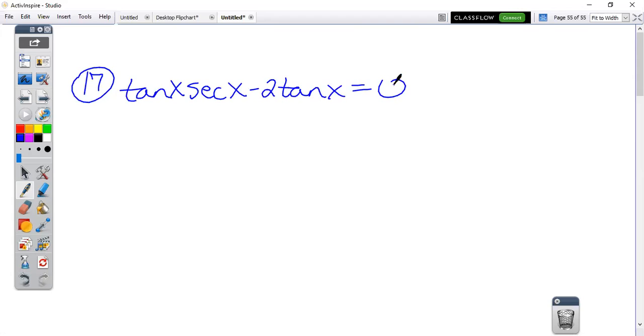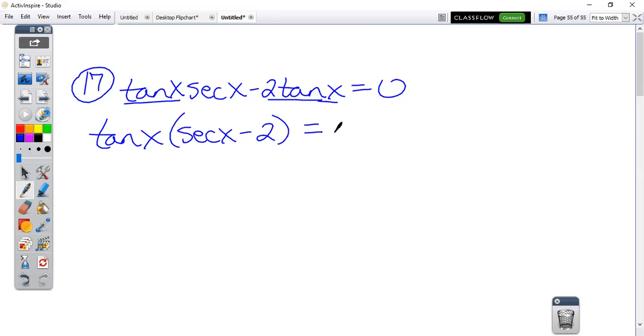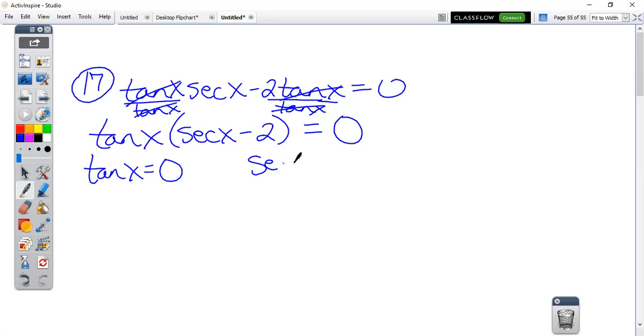Okay. So what do I do? Starts with an F. Factor. What can I factor out? Tangent of x. So tangent of x times secant x minus 2 equals 0. Everybody see how I got secant x minus 2 left? I took out tangent of x and divided both things by tangent of x. Those cancel, you're left with secant x minus 2. So tangent x equals 0, and secant of x equals 2. You set them both equal to 0.